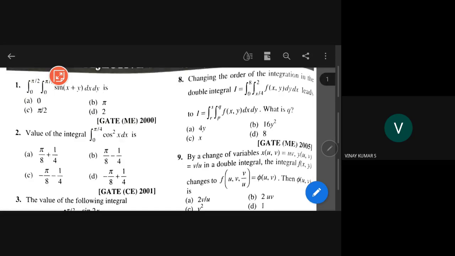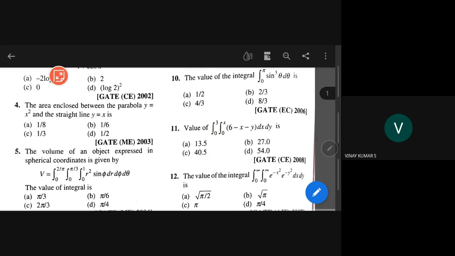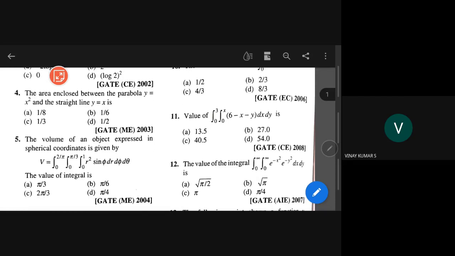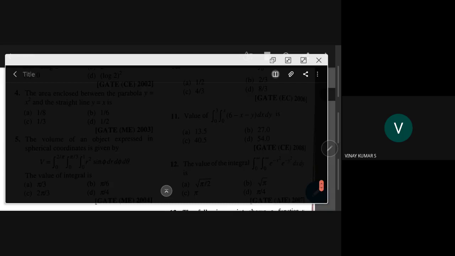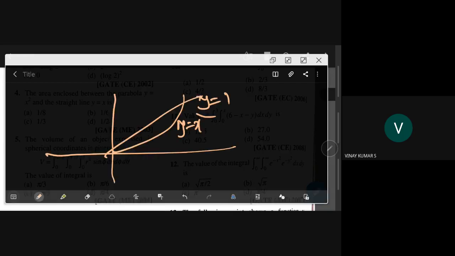So this is a simple one. I need not explain. Single integral. This is also a single integral. You choose an appropriate one. The area enclosed between the parabola y equal to x square and the straight line. Now he is asking about the area. We have already done this one. This is a standard problem, parabola and line. So you have y equal to x square and y equal to 1. Here already we have seen this is 1 comma 1. Area means simply double integral dx dy, that's all.